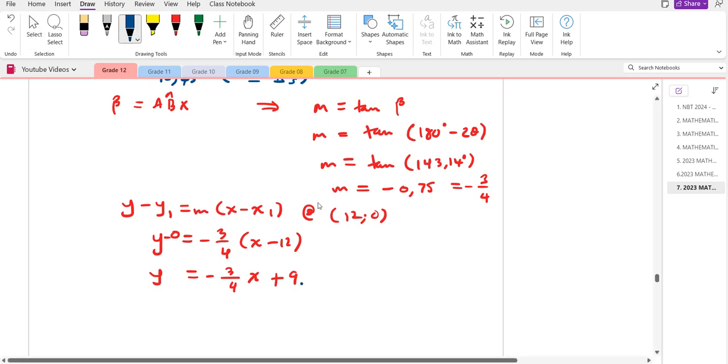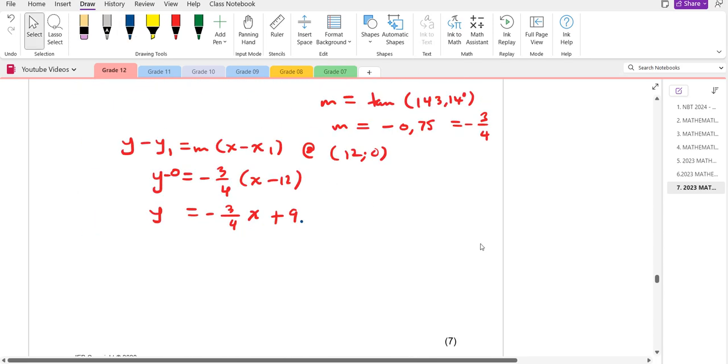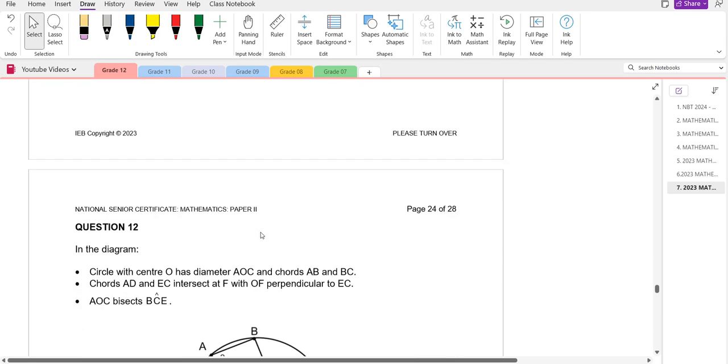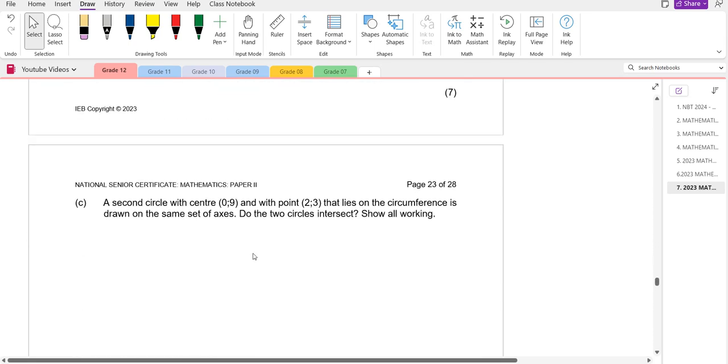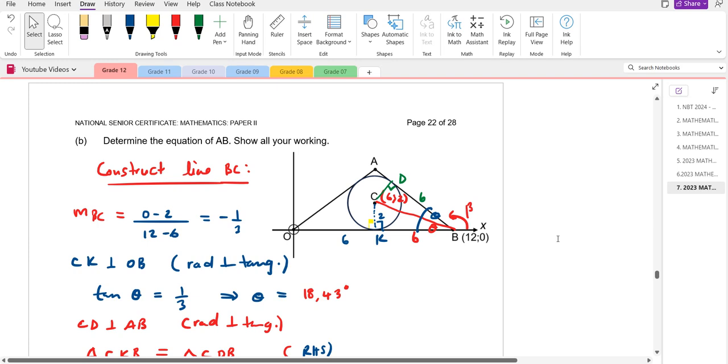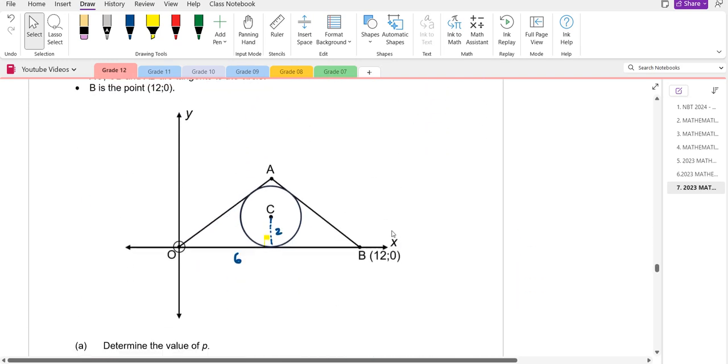Right, so moving on to the next question, which is part C, and then go on to question 12. A second circle with center 0, 9. Okay, so I need this information here. Let's go back to the original.